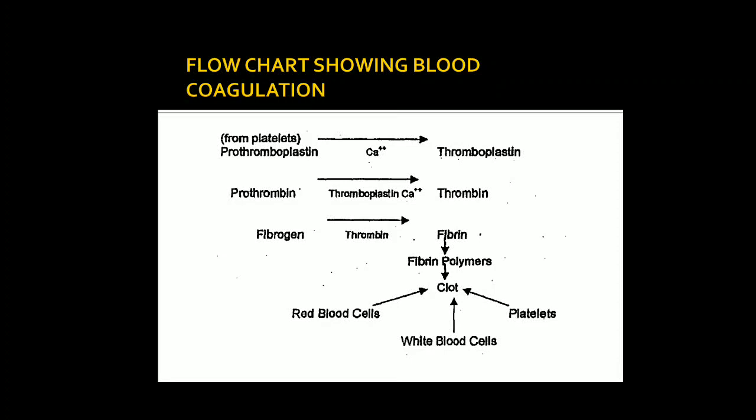So, quick revision. Tissue releases platelets, and platelets convert prothromboplastin into thromboplastin. Thromboplastin will convert prothrombin into thrombin. In both of them, calcium ions are important. Fibrinogen will convert into fibrin in the presence of thrombin. And what is fibrin? Polymers which contain all the formed elements of the blood, RBCs, WBCs and platelets. It's a small topic. Thank you.